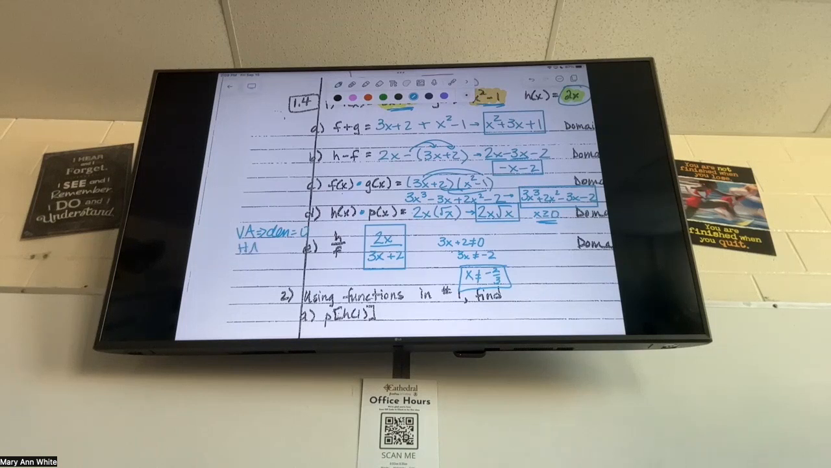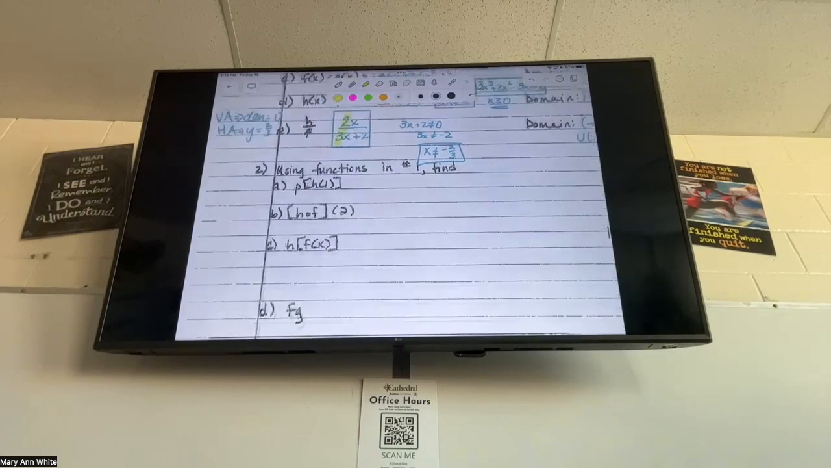Does anyone know what my horizontal asymptote of this example would be? 2/3. Very good. y equals 2/3. How'd you get that? What did you look at? The coefficients, very good. I have an x on top and an x on bottom, so I know their exponents are the same. So go look at the coefficients.